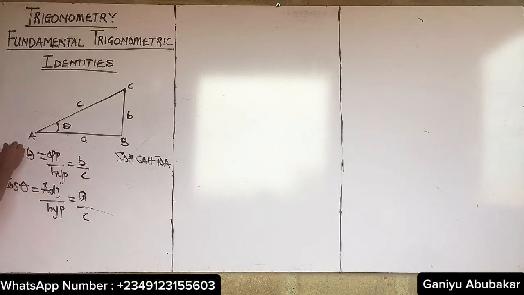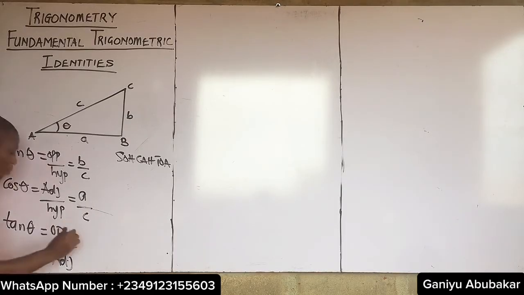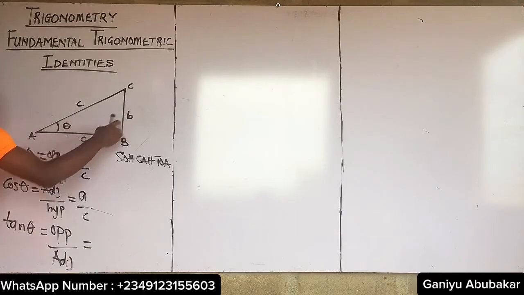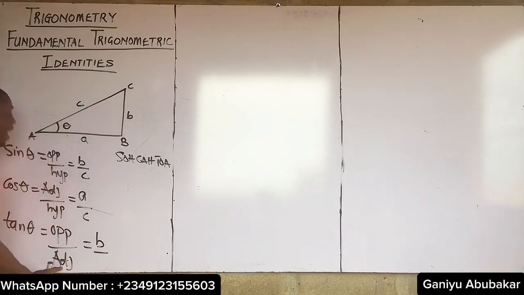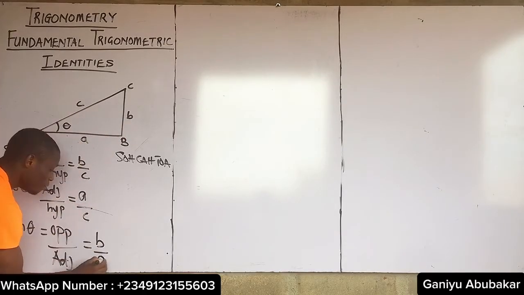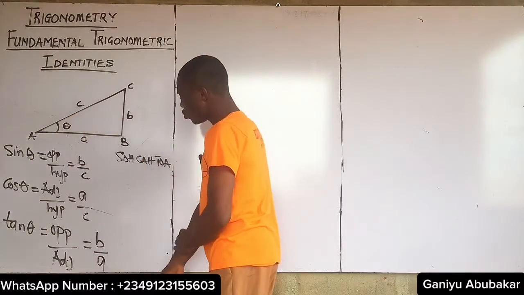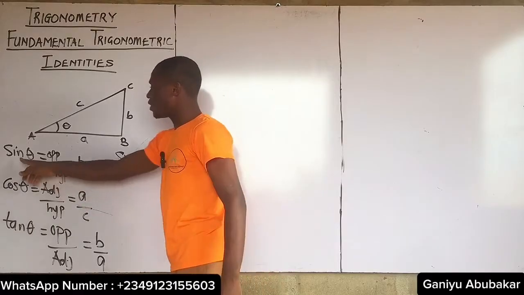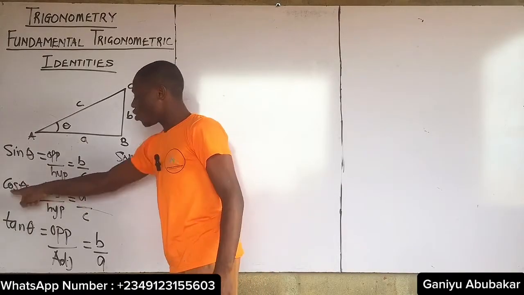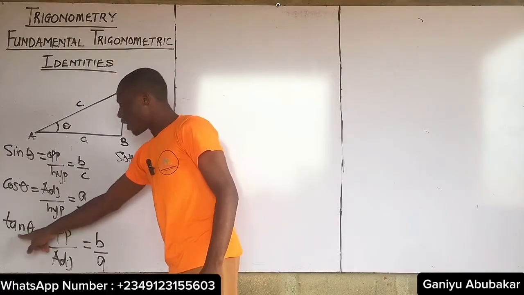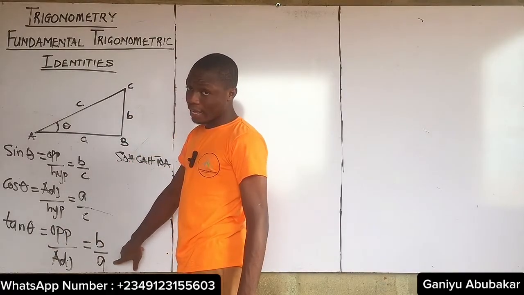I've gotten sine and cos, and let's get tan, please. Tan theta is equal to opposite over adjacent. From here, what's our opposite? Opposite is B, and adjacent is A. I have B over A. So understand this concept of SOHCAHTOA: sine theta is B over C, cos theta is A over C, and tan theta is B over A, right?